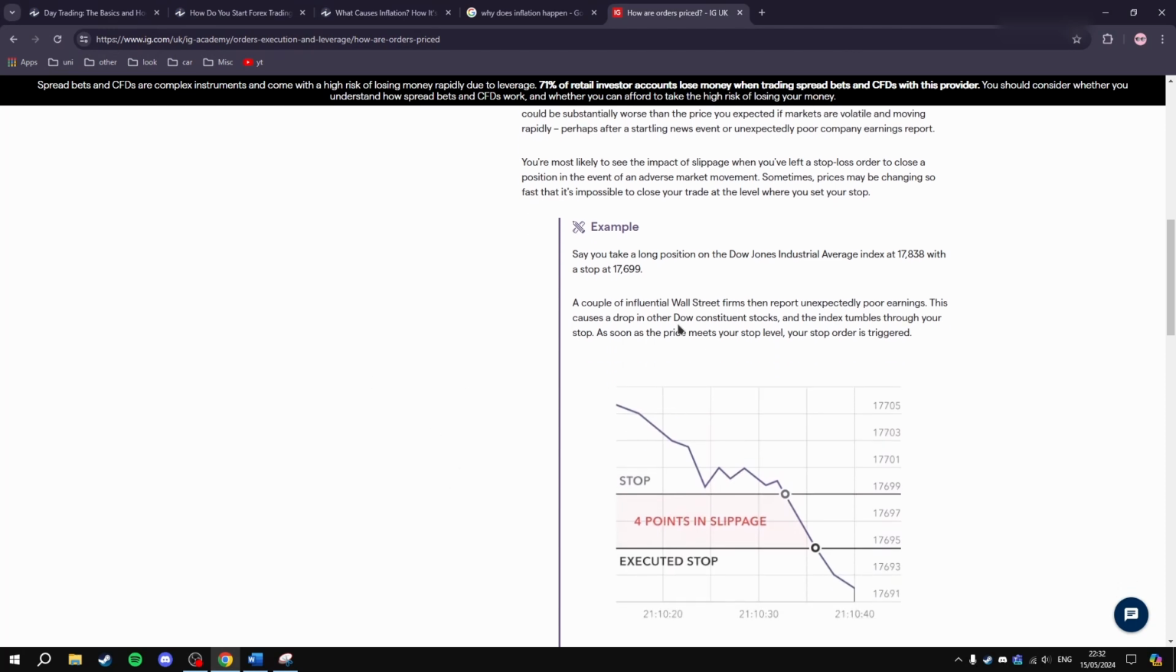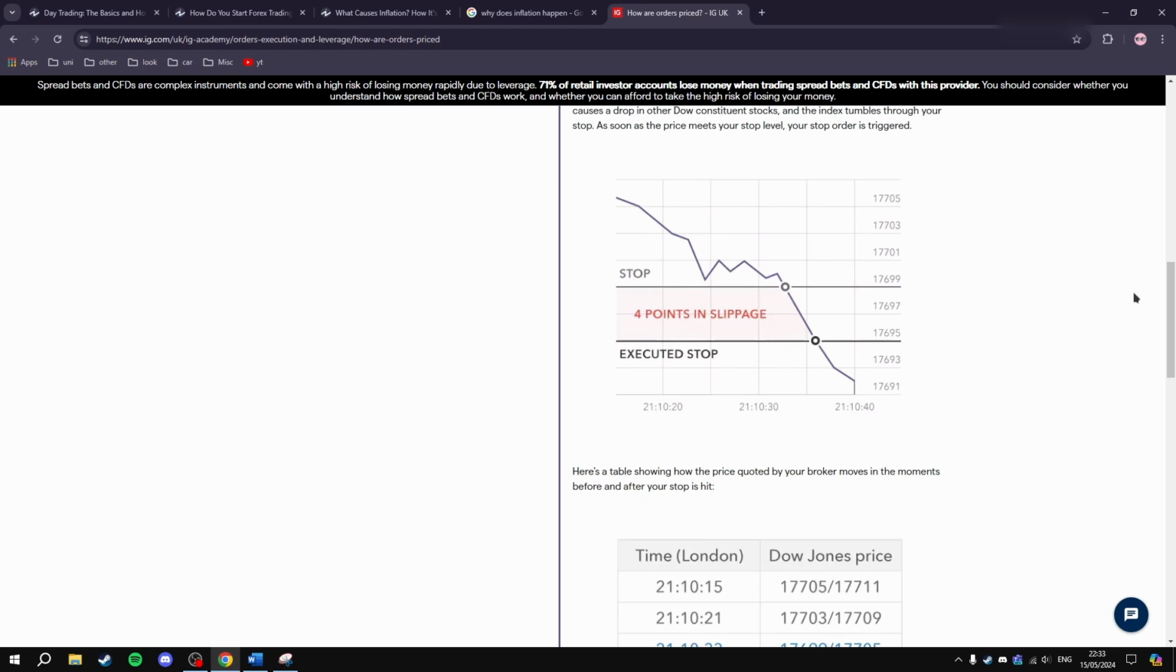Example. Say you take a long position on the Dow Jones Industrial Average Index at 17,838 with a stop at 17,699. A couple of influential Wall Street firms then report unexpectedly poor earnings. This causes a drop in the other Dow constituent stocks, and the index tumbles through your stop. As soon as the price meets your stop level, your stop order is triggered.